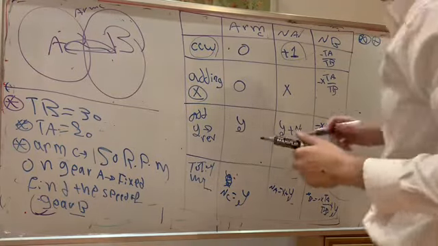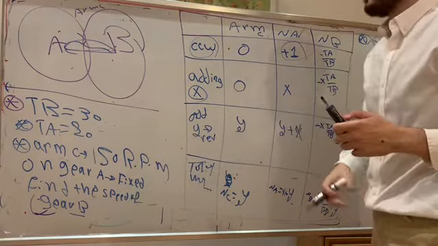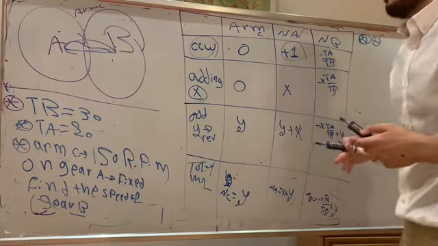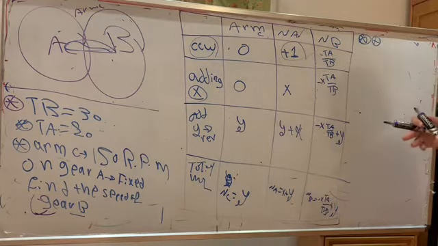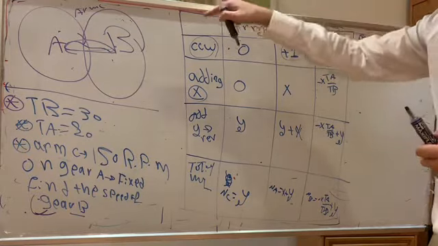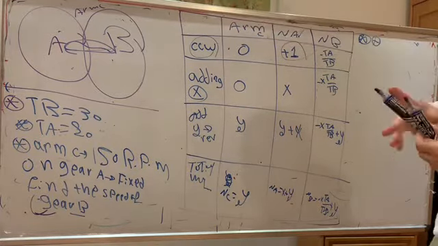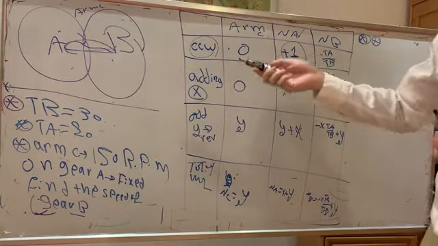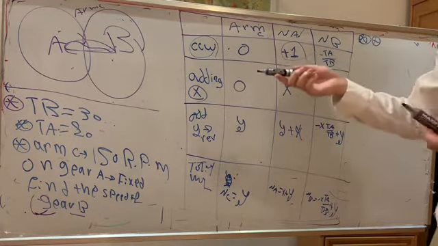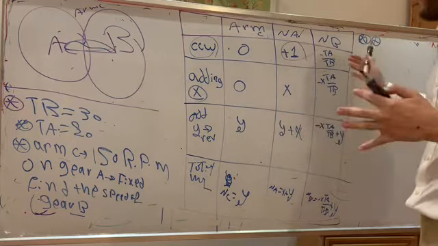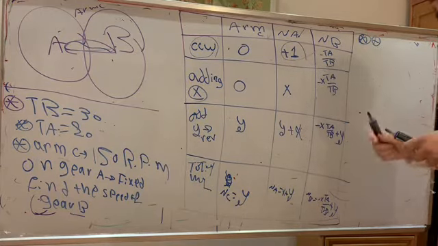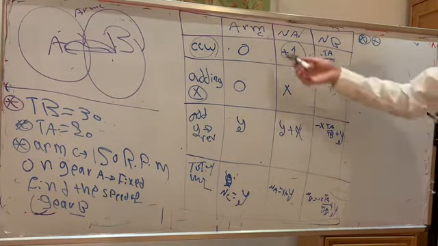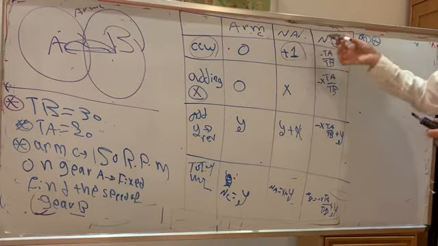Okay guys, so let's continue with the first question, as shown in the first picture of the video. I have 2 gears and the arm C. The arm C is connected between gears A and B, and I have TA, TB, and the arm C. First of all, I'm supposed to build up the table: the arm C, NA and NB.